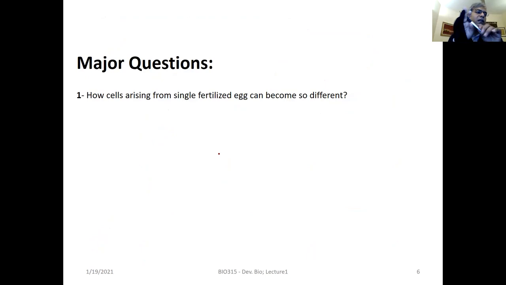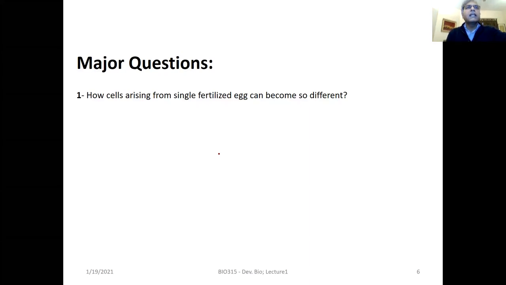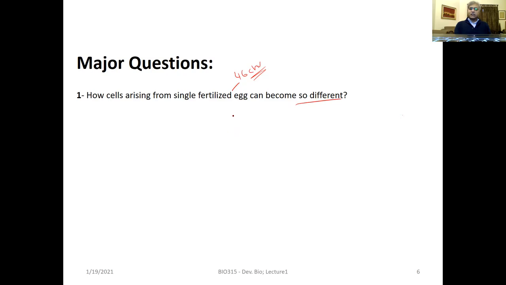So in the 21st century, the major questions which we are trying to address in developmental biology is how cells arise from a single fertilized egg and how they can become different as well. All of them come from a single fertilized egg, all of them contain the same 46 chromosomes in human. All the cell types which inherit these 46 chromosomes, how are they becoming different from one another? That is a very fascinating question, and that's at the heart of development.